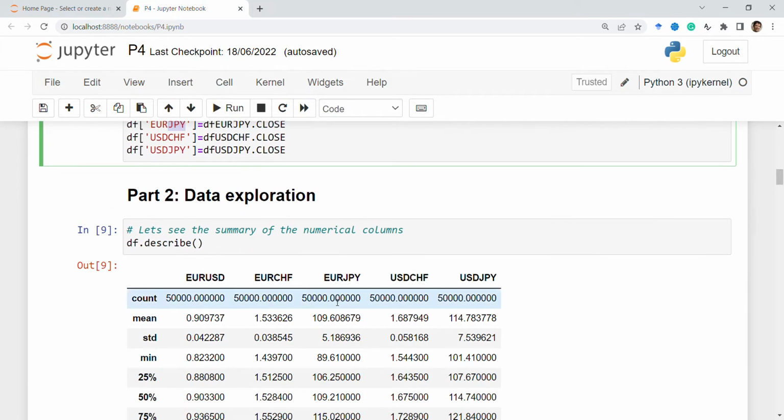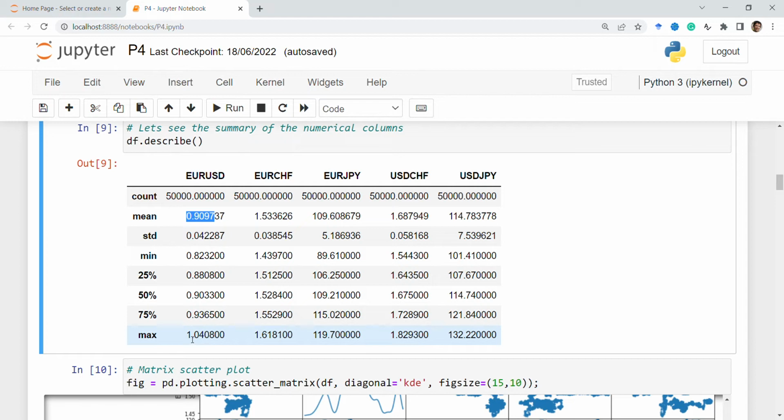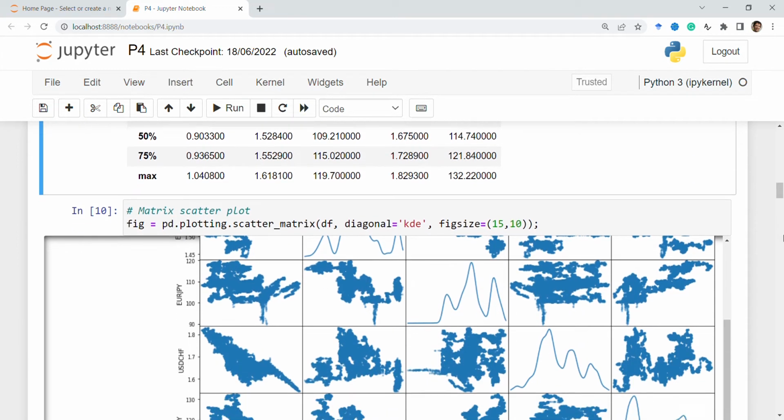Okay, so let us explore the data as always. We see the minimum and the maximum, and we see that the most variable ones are the euro yen and the dollar yen. The reason is that the yen has very high values: while euro, Swiss franc and US dollar are all in a ratio around 1, the Japanese yen is in a ratio of about 100. So that is why we have a larger standard deviation, but in percentage terms there is not such a high difference.